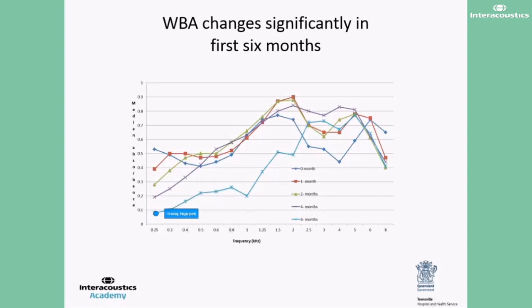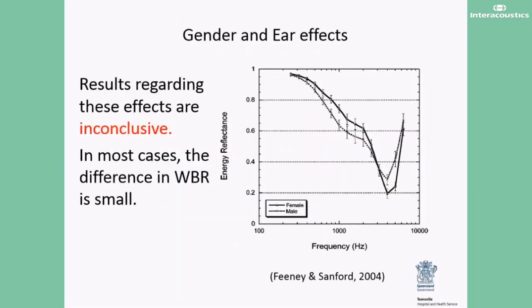Now, given these developmental differences, it's very important to use age-appropriate norms while assessing the middle ear function in neonates. So we need to be careful when we assess the neonates and use the appropriate age norms for these infants. Next, we come to the effect of gender and ear on absorbance.